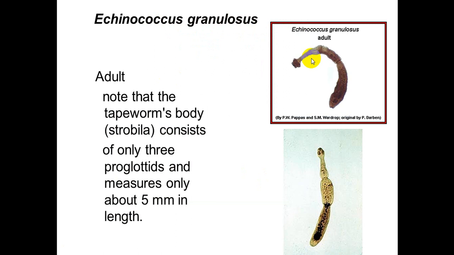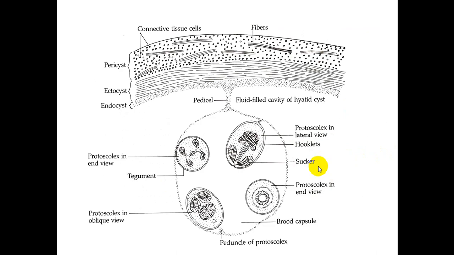Echinococcus granulosus adult. Note that the tapeworm body, strobila, consists only of 3 proglottides and measures only about 5 millimeters. These are 3 pieces of the adult worm. This diagram shows the hydatid cyst. These are the daughter cysts. This is a big cyst, and this is the connective tissue of the organ inside it. This is the pedicle of the cyst.